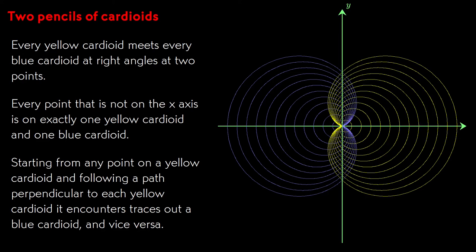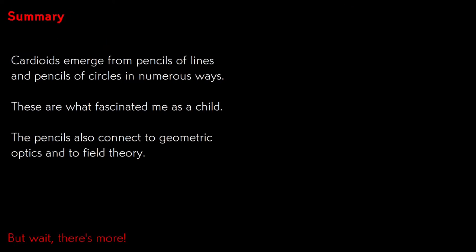I'm told that this coordinate system is useful occasionally for calculations in electromagnetic field theory, but I confess that I'm somewhat hazy on the details here. If a viewer can enlighten me, I'd be happy to learn. So, in summary, we've seen in this video a number of ways in which cardioids emerge from pencils of lines, circles, or other cardioids. The way that these structures formed curvilinear figures fascinated me as a child, and later I learned that acoustics, geometric optics, navigation, field theory, and other scientific analyses make use of them.